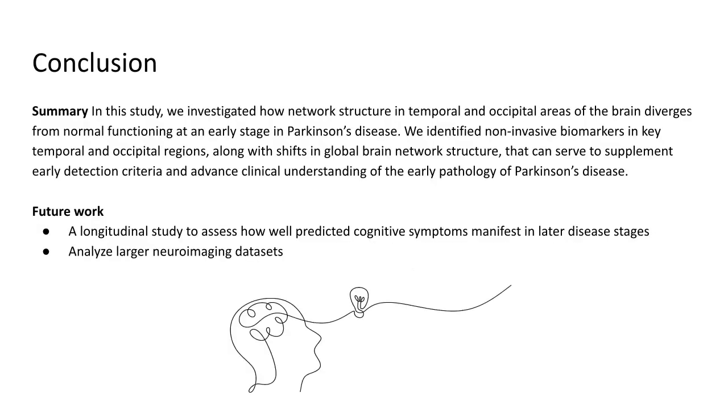In this study, we investigated how network structure in temporal and occipital areas of the brain diverges from normal functioning at an early stage in Parkinson's disease. We identified non-invasive neuroimaging biomarkers in key temporal and occipital regions, along with shifts in global brain network structure that can serve to supplement early detection criteria and advance clinical understanding of the early pathology of Parkinson's disease.